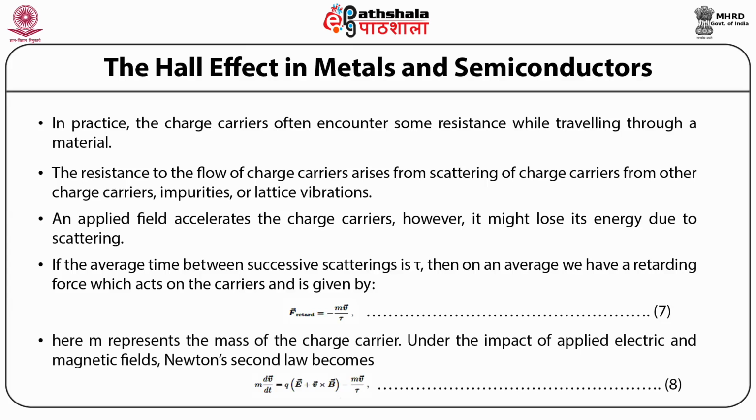Under the impact of the applied electric and magnetic fields, Newton's second law becomes m dv by dt equals q times (E plus v cross B) minus mv by tau. This is represented as equation 8. Here, v represents the average velocity of all carriers.